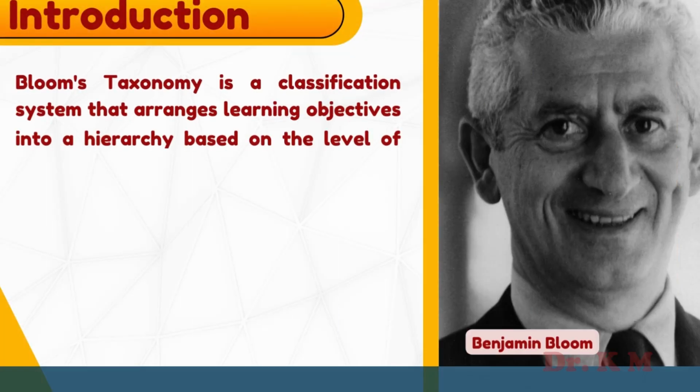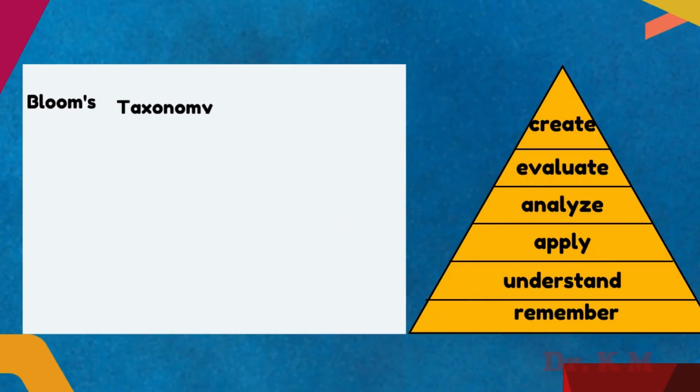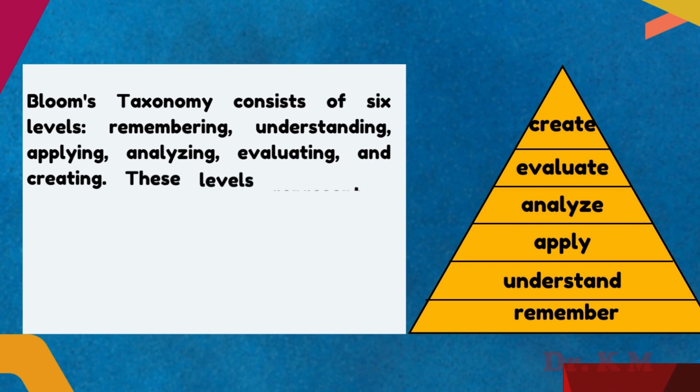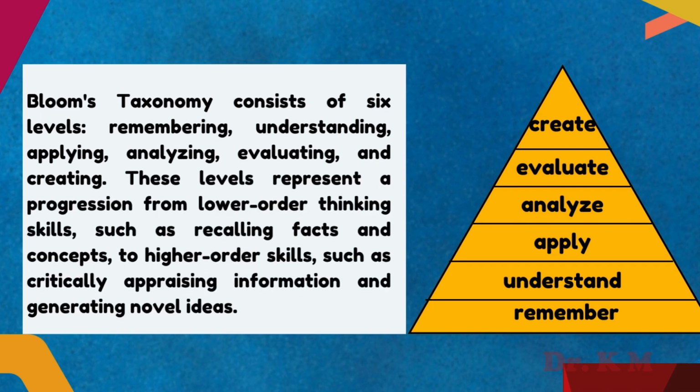Bloom's taxonomy is a classification system that arranges learning objectives into a hierarchy based on the level of cognitive complexity involved. Developed in 1956 by a group of educational psychologists led by Benjamin Bloom, this influential framework has become a cornerstone of effective teaching and learning. Bloom's taxonomy consists of 6 levels: remembering, understanding, applying, analyzing, evaluating, and creating.